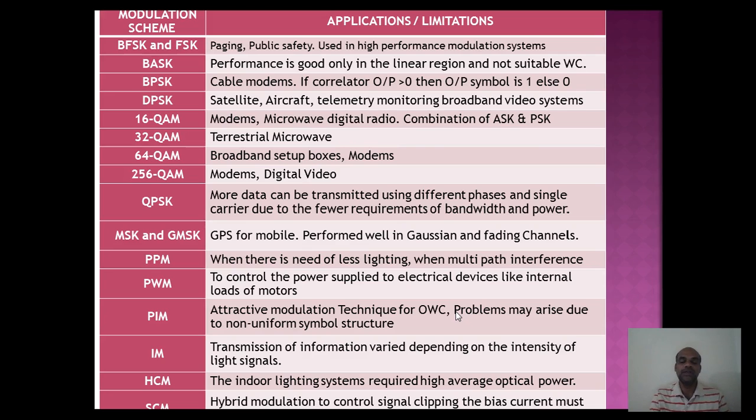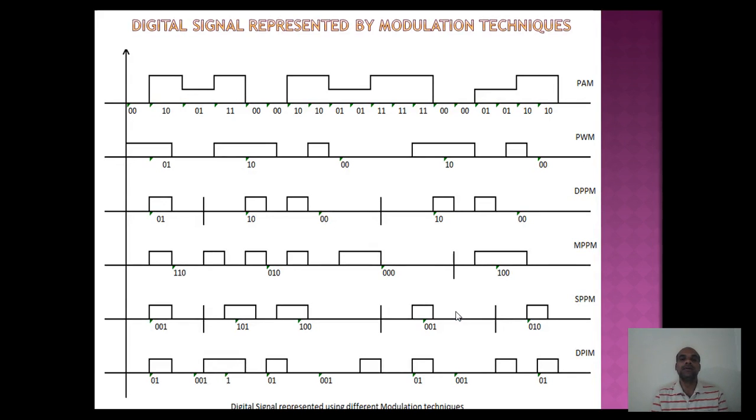So these are the various modulation schemes. Here we discussed only the modulation schemes which are used in visible light communication. Other than visible light communication, some modulations are used in radio frequencies also, like BFSK, FSK, BASK, BPSK, DPSK, 16 QAM, 32 QAM, 64 QAM, 256 QAM, quadrature phase shift keying, and MSK, GMSK. We discussed PPM, PWM, PIM, IM, and harmonic coded modulation and single carrier modulation techniques. HCM and SCM will be discussed in the next lecture. These are the signals represented by the various modulation techniques we have, and how the symbol was generated.